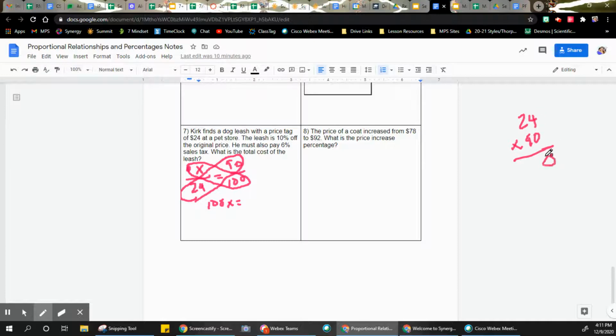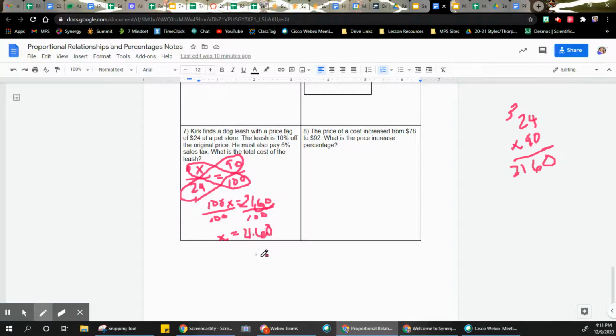Okay, I'm going to bring my 0 down. 9 times 4 is going to give me 36. Carry the 3. 9 times 2 is 18. Plus 3 is 21. So that's 2,160. Now we're going to divide by 100 on both sides. Remember that dividing by 100 is the same thing as moving the decimal place 2 places to the left. So x is equal to 21.60.